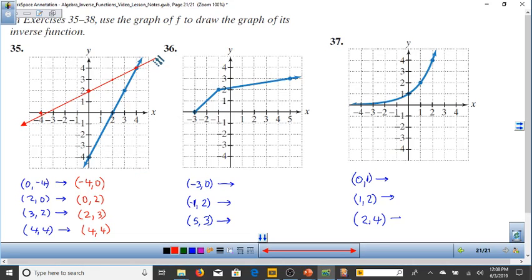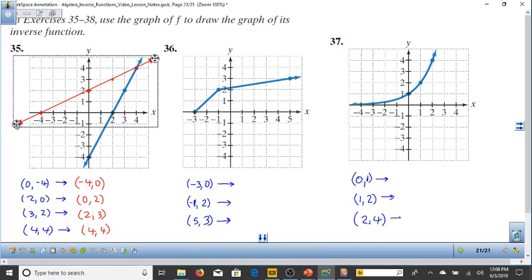Let me make a little adjustment to my graph here to make sure it's more aligned. But you get the idea. There you have it. This red graph here is the inverse of the indicated function. This is the inverse.